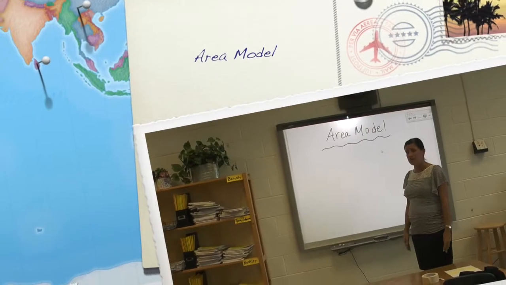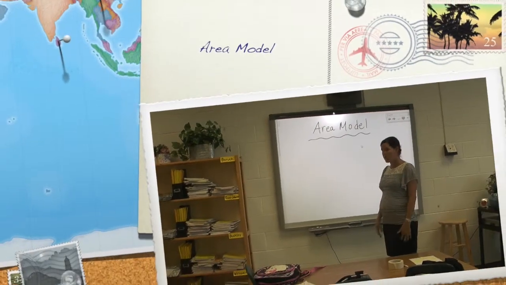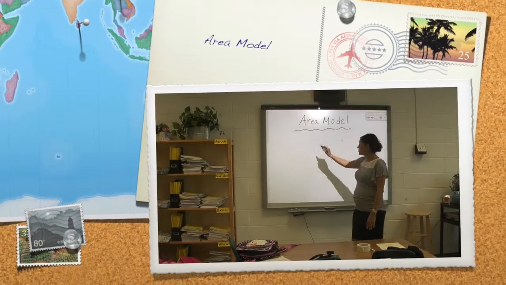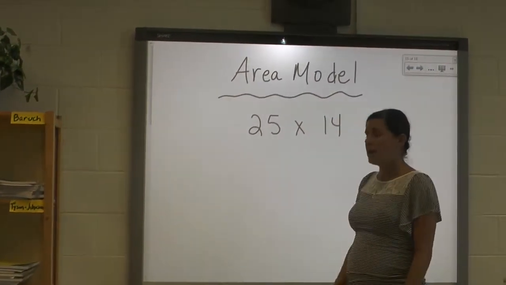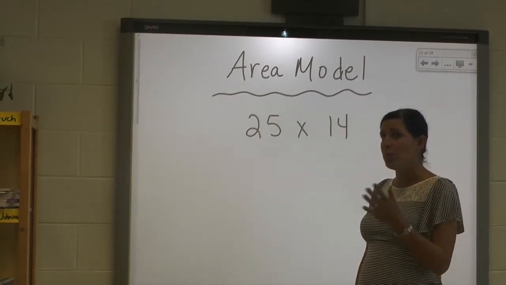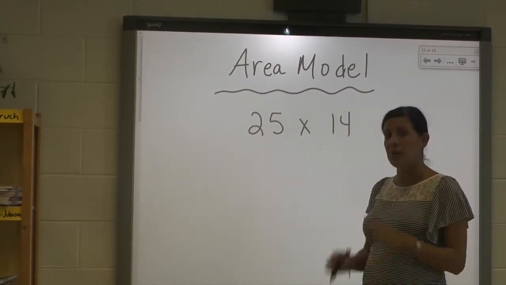So the lesson today is using area model to do 2-digit by 2-digit multiplication. So the first problem I'm going to present is 25 times 14.